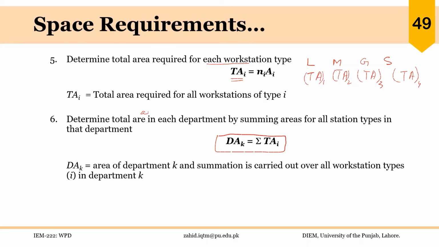So what were the steps? First we listed down the types of workstations. Then we calculated the area required by each workstation. That was the floor area required to install the machine plus some area for the worker, raw material, tools, etc. Then we calculated the number of workstations required. So that was equal to workload divided by available time. Multiplied the number of workstations with the area of each workstation to calculate total area of each workstation, then added the areas of different workstations to calculate the departmental area.